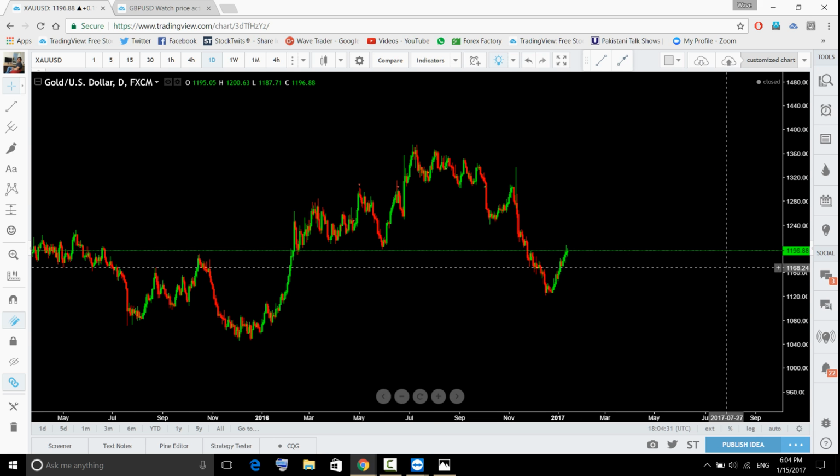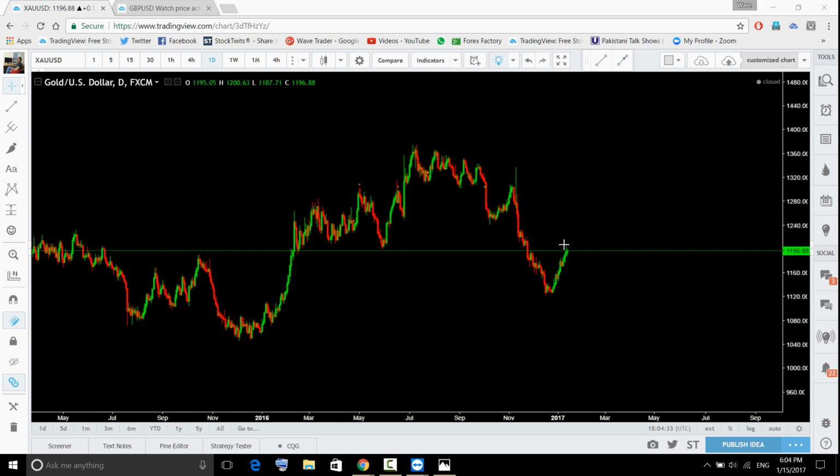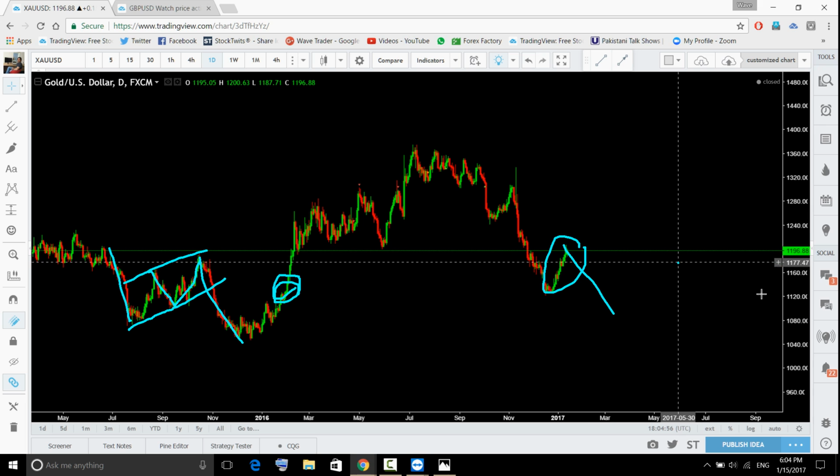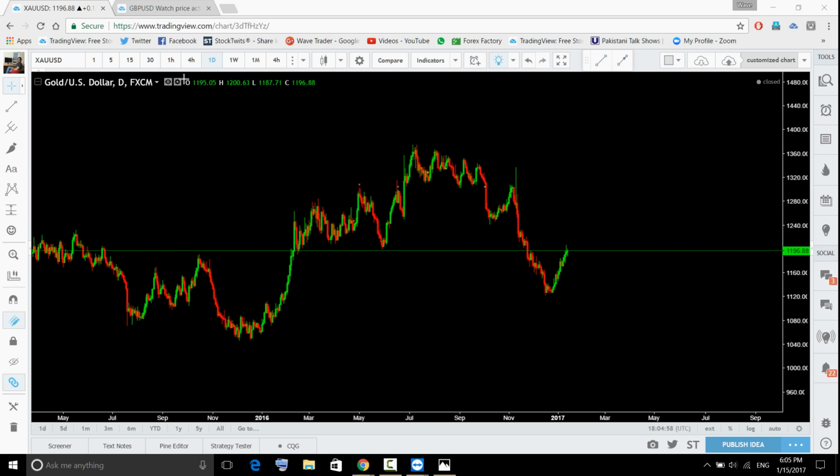Okay, so I'm looking for one more move to the downside. The reason we can see this is not a start to the upside. A start to the upside should be something like this. This is a corrective move to the upside, something like this move. So we are looking for the downside.